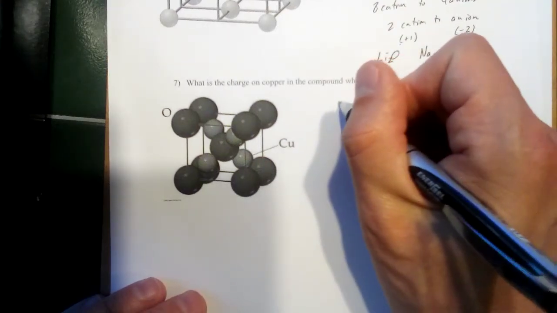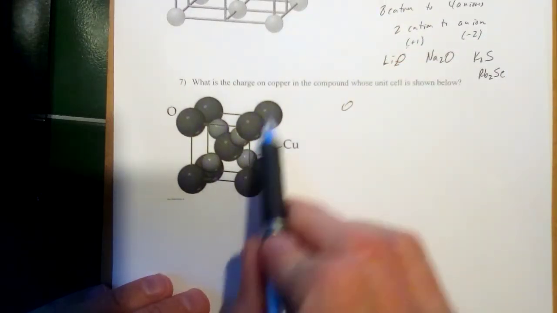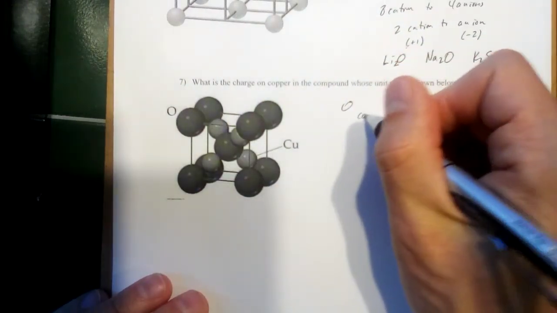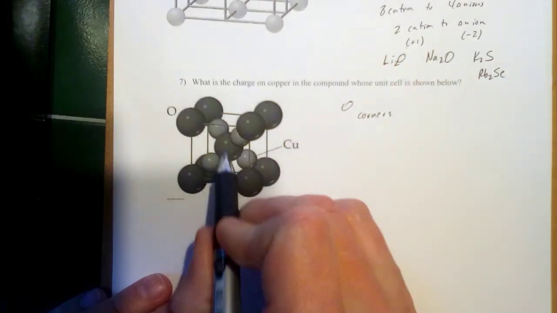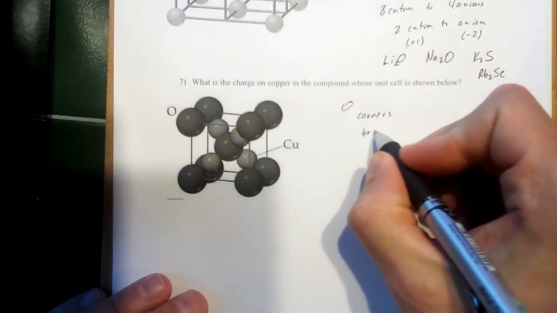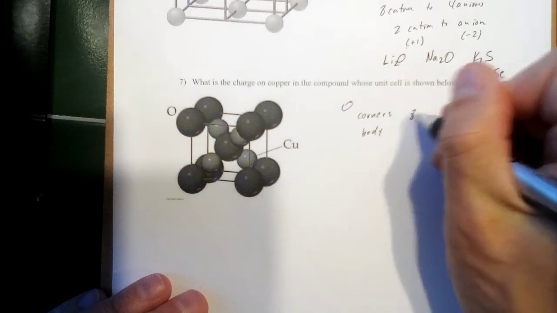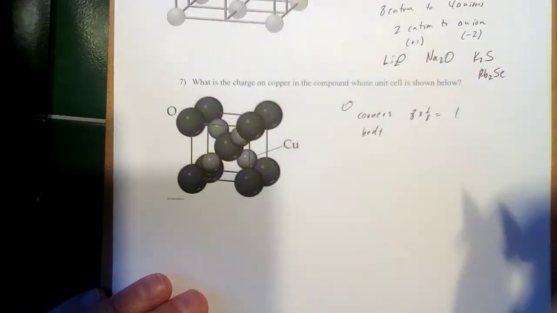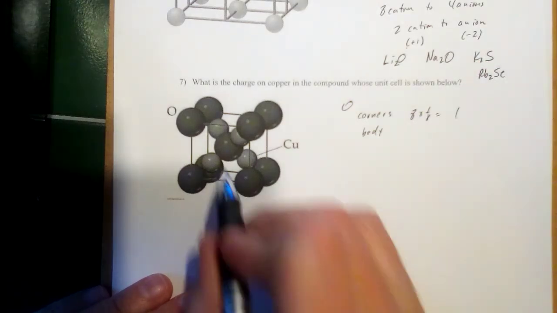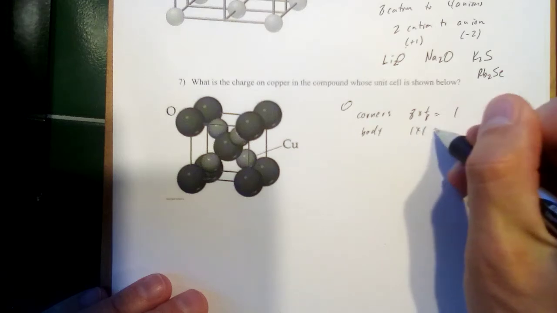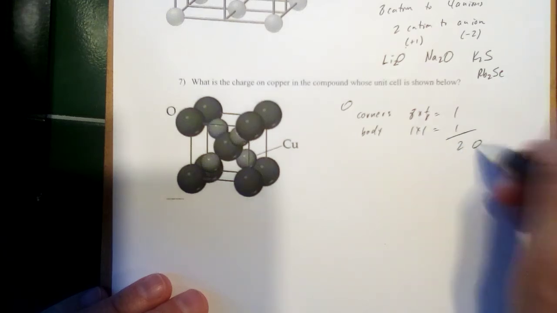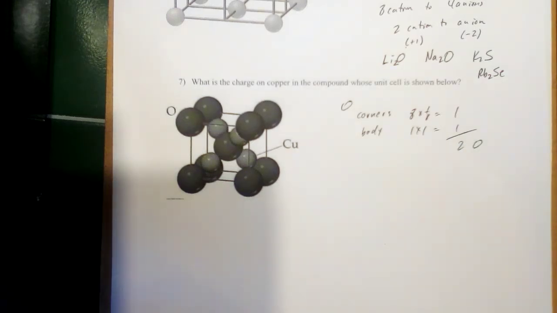So if we look at the oxygens, they're on the corners. So we've got corners, right? And we've also got an oxygen right in the middle, which is in the body. So corners, again, is 8 times 1/8. That represents 1 oxygen in the unit cell. The body, though, that's completely in there. So there are 2 oxygens in this unit cell.